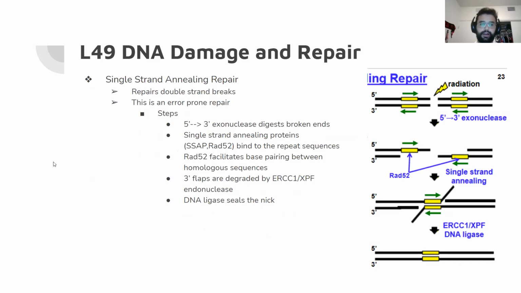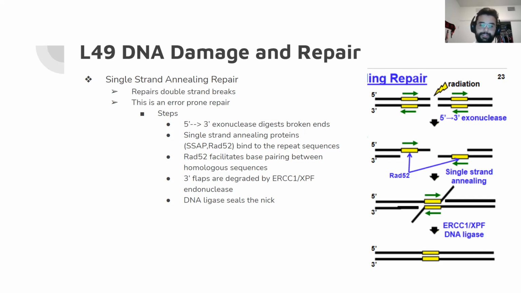So for our single strand annealing repair, this repairs double strand breaks, but this is an error prone repair. So even though we're repairing this double-stranded break, we can still have errors in the DNA because in this case, our cells don't care if there's errors. They just want to repair the double-stranded break because that's the worst damage that they can have, right?